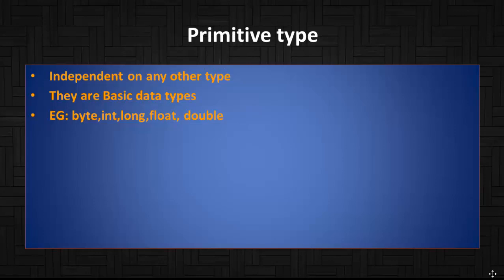Primitive data type. Independent of any other type. They are basic data types. E.g., byte, int, long, float, double.